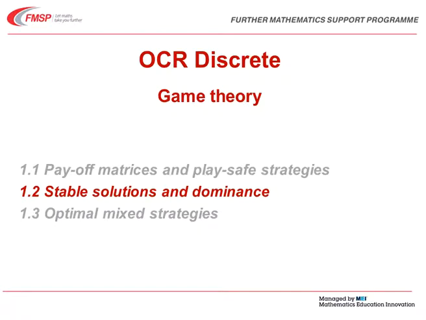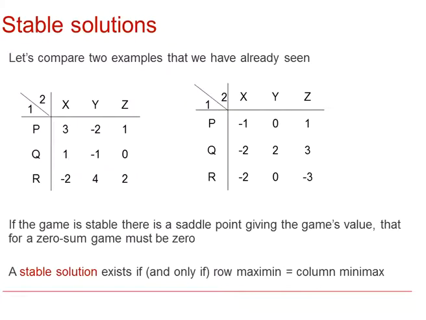Hello, this is the second video in the Game Theory series for OCR Discrete Further Maths. We will be considering the concepts of stable solutions and dominance arguments. Let's compare two examples that we've already seen in the previous video.